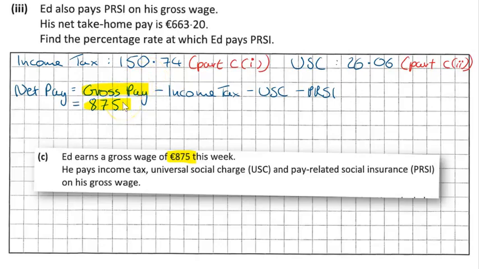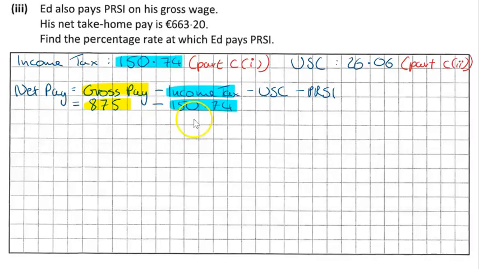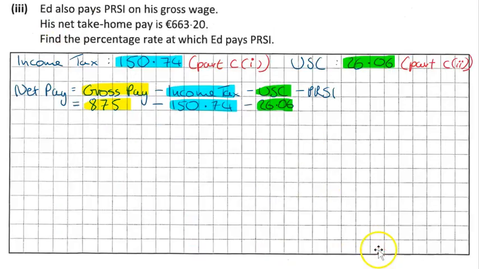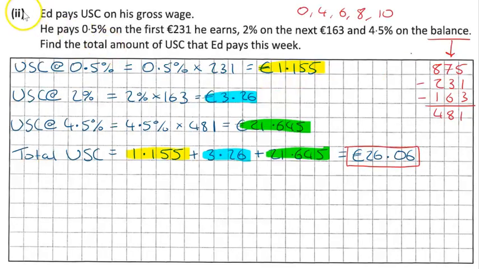So the gross pay is €875. That came from Part C. So in the question, the very first sentence in Part C. So that's the gross pay or gross wage. The income tax is 150.74. So that came from Part C1. So just to show you there, so Part C1, 150.74. So that's where the 150.74 came from. The USC is 26.06. So that came from Part C2. So there's Part 2, and there's the 26.06 where that came from.